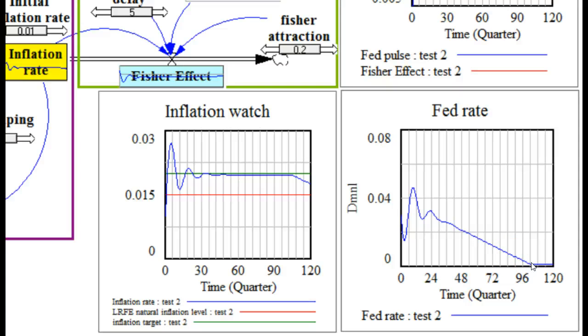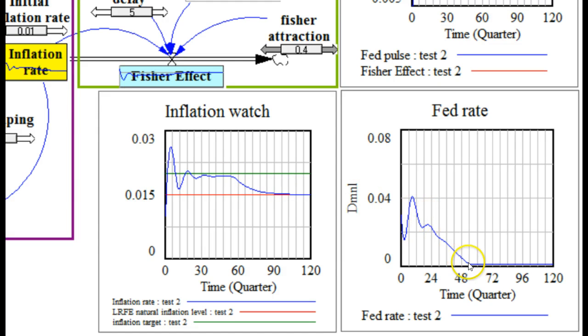This has happened in Europe, United States, Japan, and it may eventually happen in China. We'll see. But as long as inflation expectations are below the Fed target, over time, that will drive the Fed rate down towards the zero lower bound. And if I increase the Fisher attraction here, you'll see something interesting, is that inflation will not drive down below zero, meaning deflation. Inflation simply wants to drop down to this long-run Fisher effect natural inflation level.